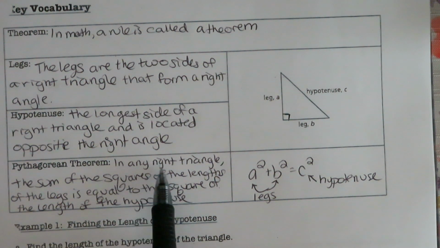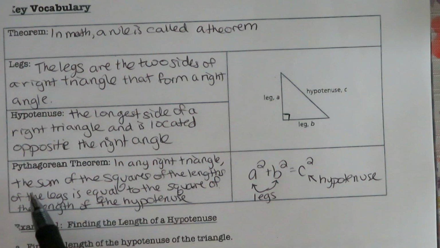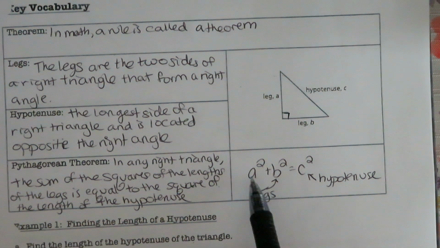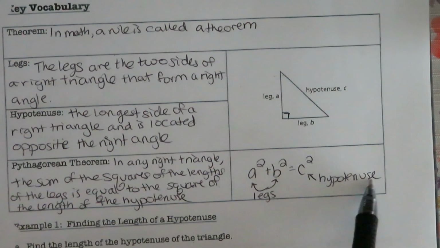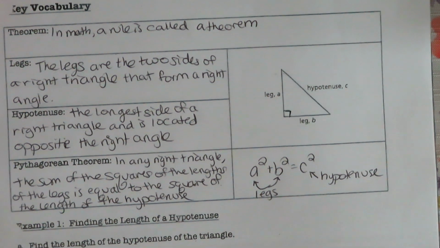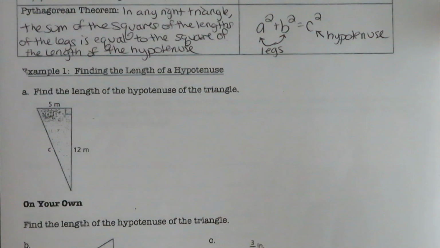Pythagorean Theorem. In any right triangle, the sum of the squares of the lengths of the legs is equal to the square of the length of the hypotenuse. A squared plus B squared, so our legs, equals C squared, our hypotenuse. Let's try finding the length of a hypotenuse.